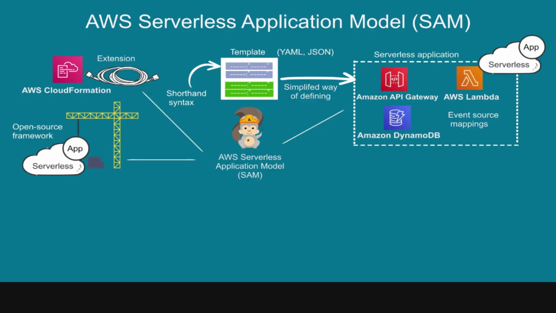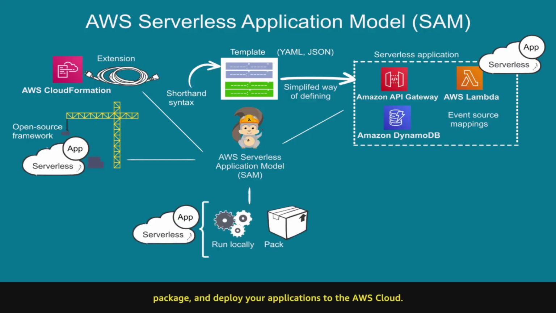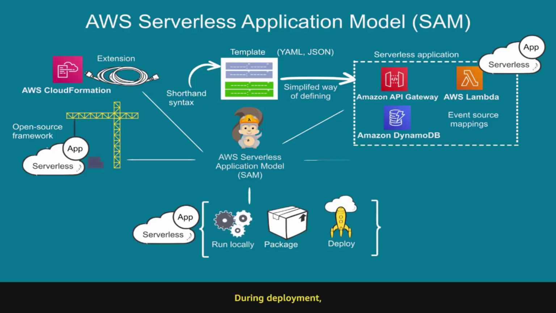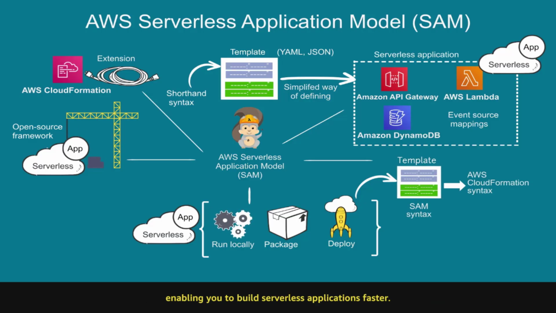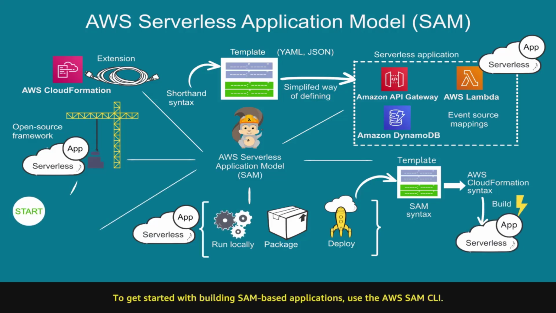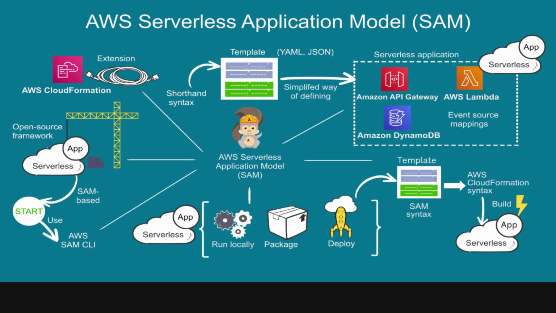With just a few lines per AWS resource, you can define the application you want and model it using YAML or JSON. You can use SAM to run your serverless applications locally, package, and deploy your applications to the AWS cloud. During deployment, SAM transforms and expands the SAM syntax into AWS CloudFormation syntax, enabling you to build serverless applications faster. To get started with building SAM-based applications, use the AWS SAM CLI. SAM and SAM CLI are open-sourced under the Apache 2.0 license.